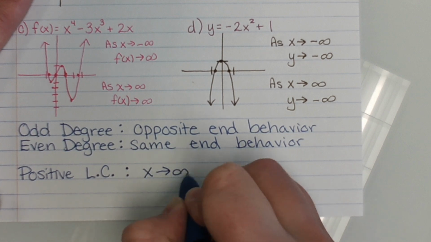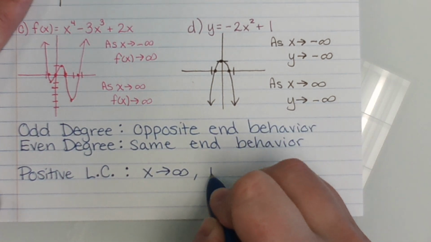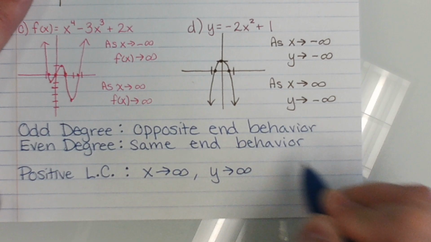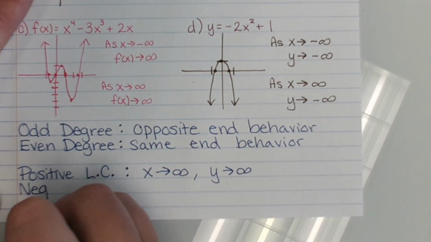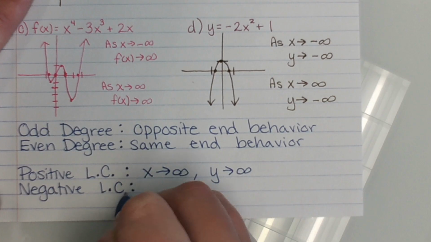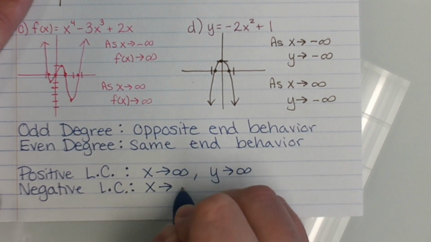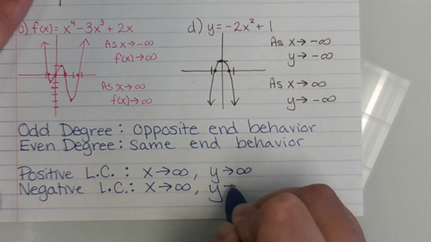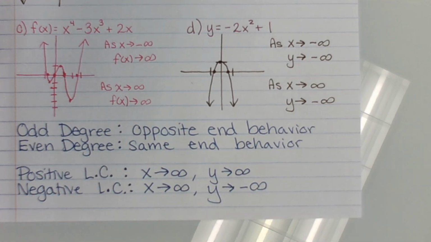As x goes to infinity, y will also go to infinity. While if it has a negative leading coefficient, as x goes to infinity, y will go to negative infinity.